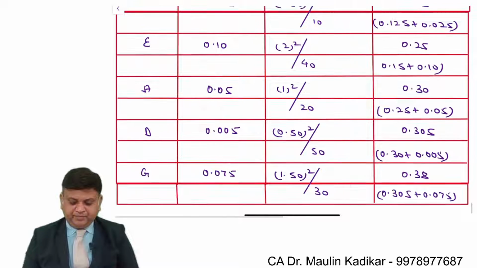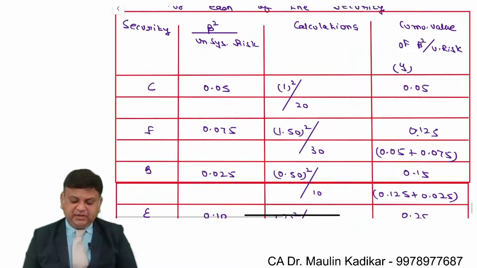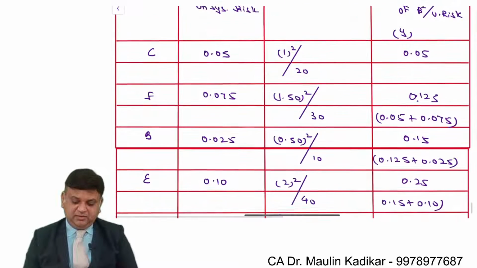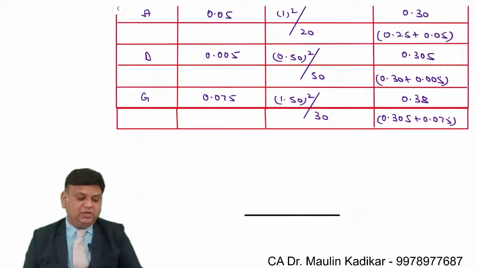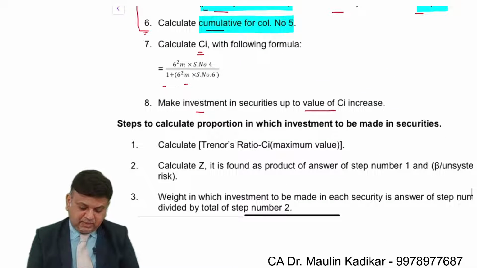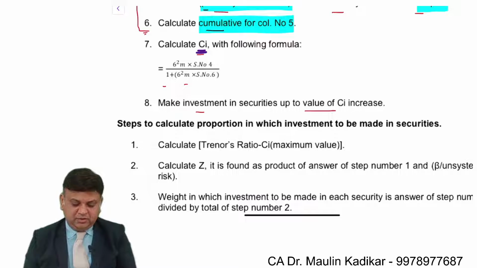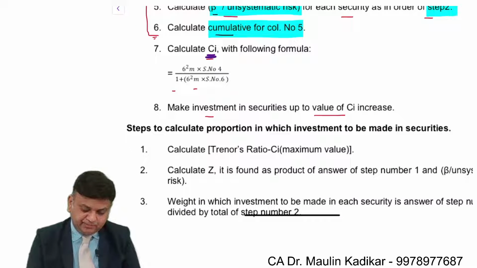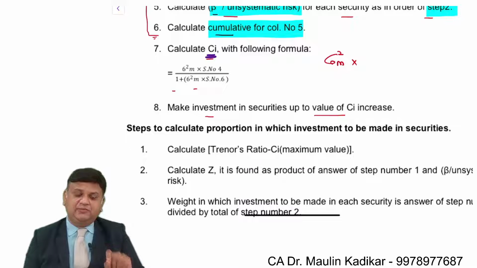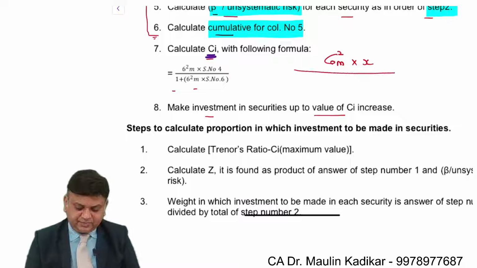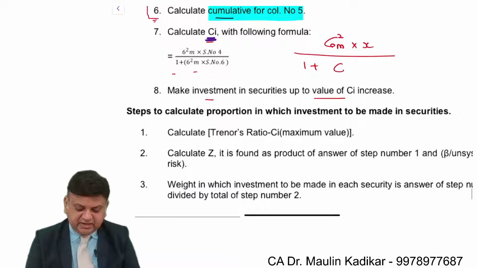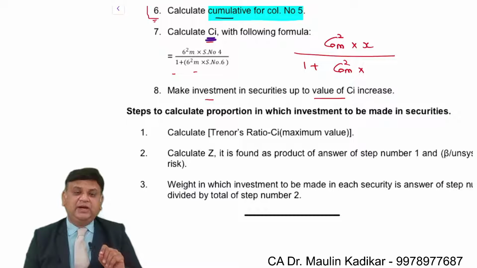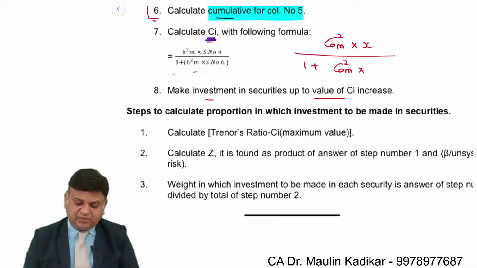This is the way we are required to compute the cumulative value and to that I am assigning y variable. Once all these calculations are over, we will make the calculation of the value of Ci. For that, we will use a formula like this. It is the variance of the market portfolio multiplying with the answer of step number 4, that is X value in this example, divided by 1 plus again variance of the market portfolio into cumulative value of step number 5, that is step number 6 value, that is y in our example. We will make the calculation.